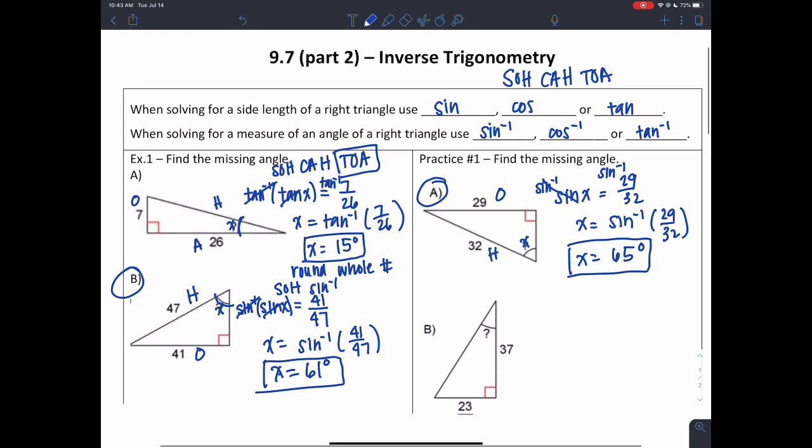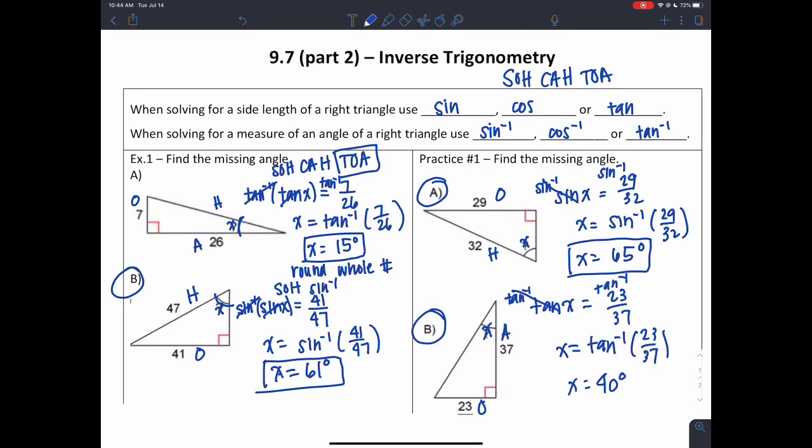Okay, let's try B. Hopefully everybody was able to get x equals 40 degrees. Now remember to round to the nearest whole number or the nearest degree. And make sure to label all your sides.